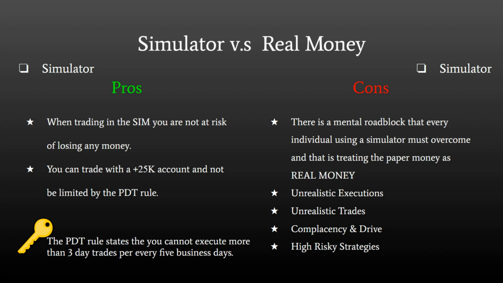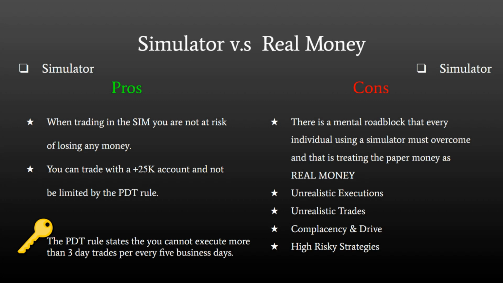Now, this rule states that if you do not have more than $25,000 in your account, you cannot perform more than 3 day trades per every 5 business days. Now, this is extremely limiting. Just to give you guys an idea, now that I'm in the simulator right now, I execute about 5 trades a day. So to be limited to 3 trades per every 5 days is just absurd. It's very difficult to be able to see good profits only trading 3 times a week.